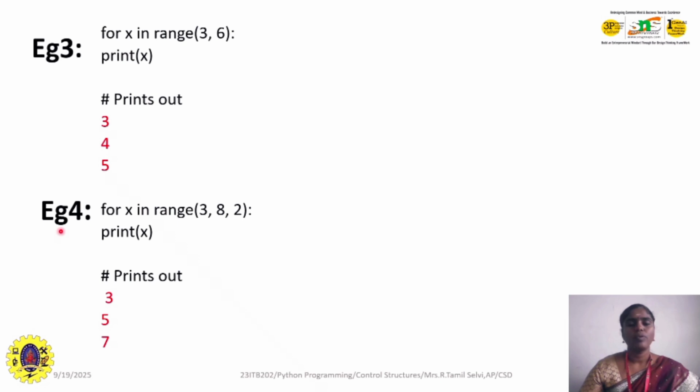Next, the fourth example: for x in range(3, 8, 2), print x. If we run this program, we will get the output 3, 5, 7. As I told you earlier, the first two values indicate the start position and stop position, and the third value indicates the step. So we get the output from 3 to 7, and each value has a difference of 2.